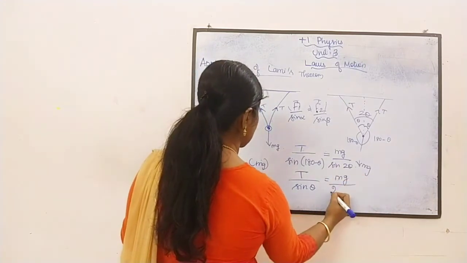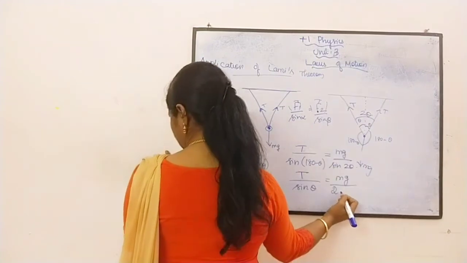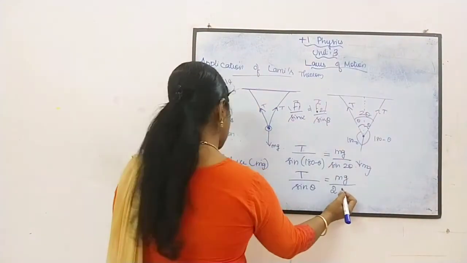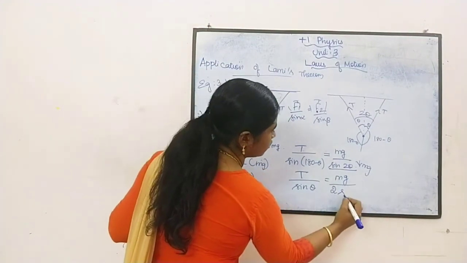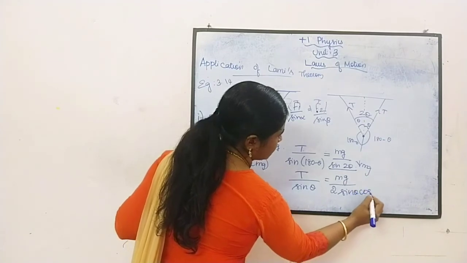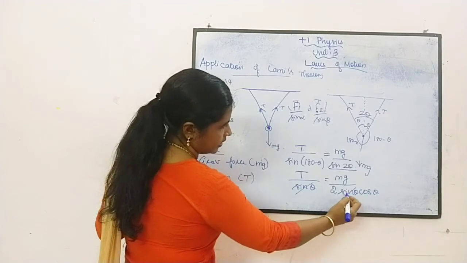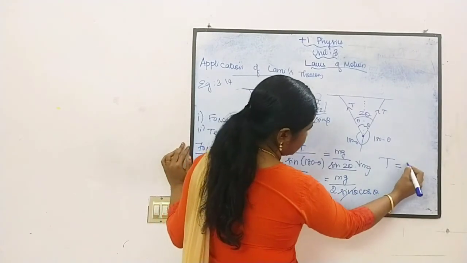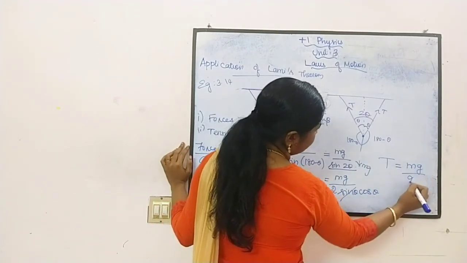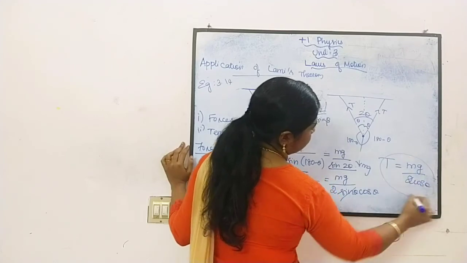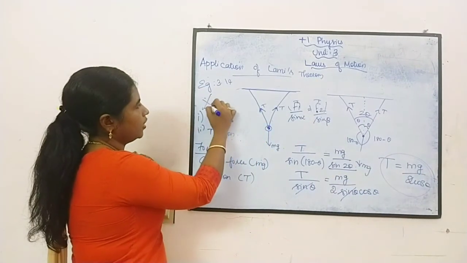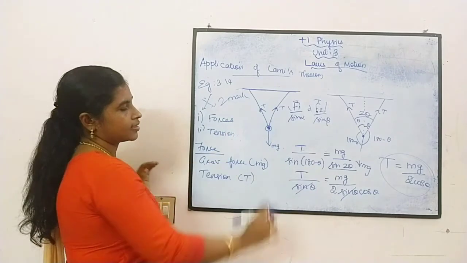Then for mg, what is sine 2 theta? Sine 2 theta is equal to 2 sine theta cos theta. Clear? So I can cancel out sine theta and sine theta. So the tension acting on the string is mg divided by 2 cos theta. That's all. This is an important 2-mark question. It may be asked for problems.